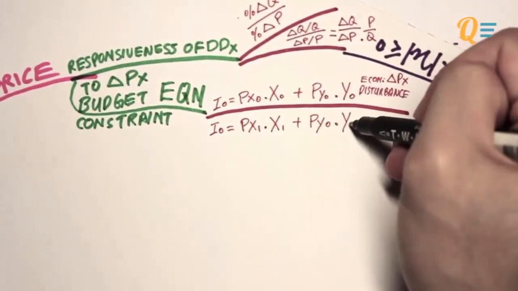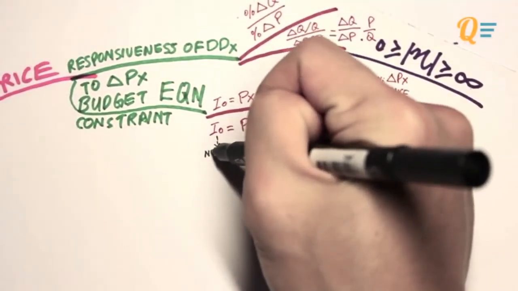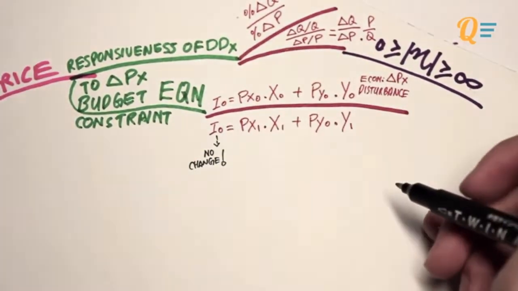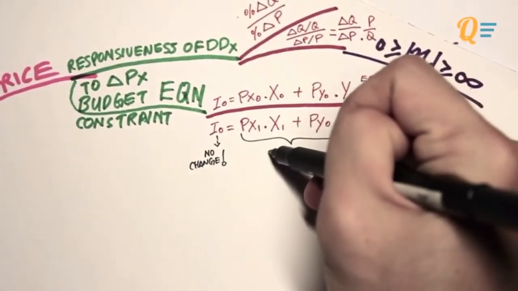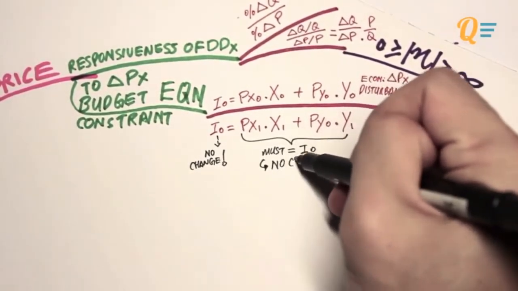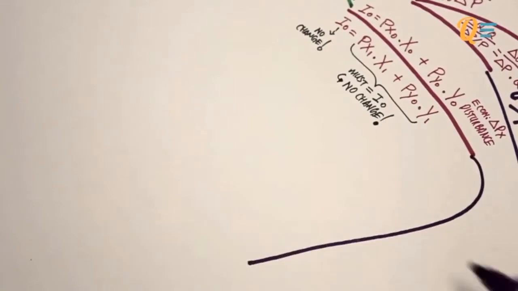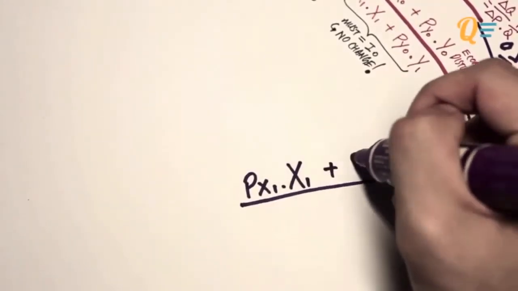You're going to get a new budget constraint equation that looks something like this. As you can see, the quantity demanded for X and Y has changed. And this is because the consumer is going to change his bundle of X and Y to maximize his utility. So we know that nominal income has not changed. So therefore, what this means is that the right hand side of this equation must equal I naught, therefore it must have no change as well. So what I'm going to do now is take the right hand side of the equation and look at it in greater detail.